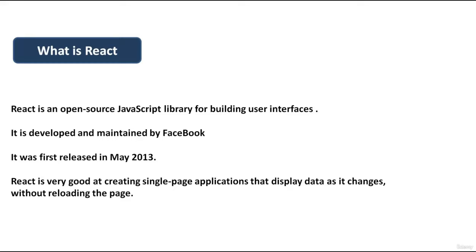React is very good at creating single page applications that display data as it changes without reloading the page. If you know the meaning of single page application, this statement is very easy to understand. In single page applications, we have only one HTML file and one JavaScript file. Remaining all are the components. With the help of single page applications, we can avoid reloading the pages every time the data is changed in the page. So React is also one of the JavaScript libraries which is used to develop single page applications. Now let's discuss how React works with a real-time example.